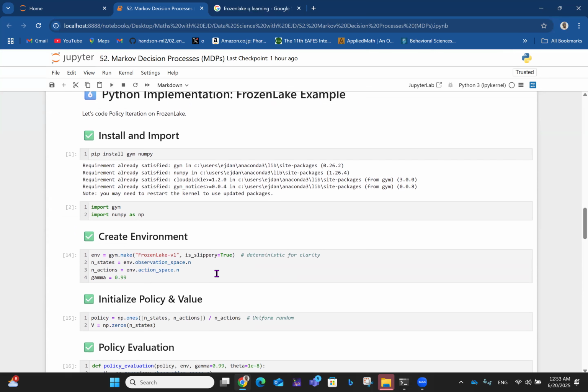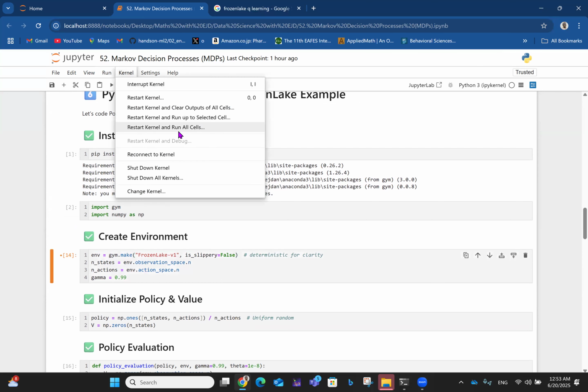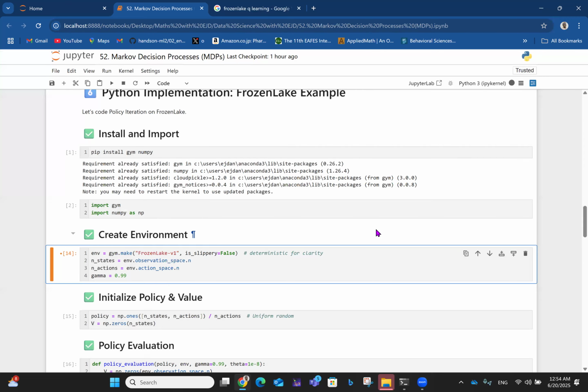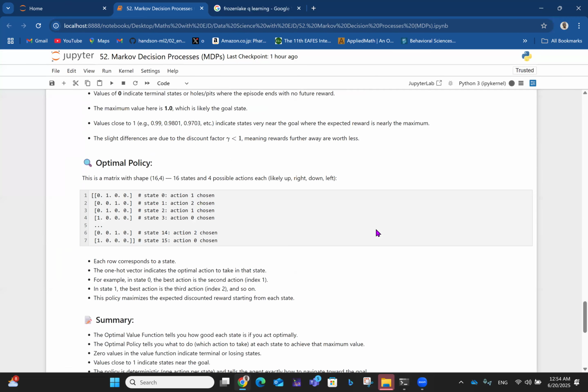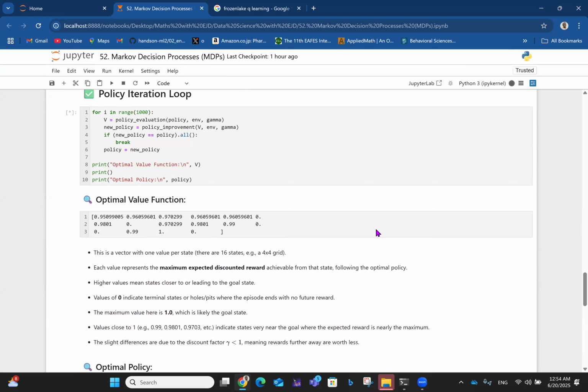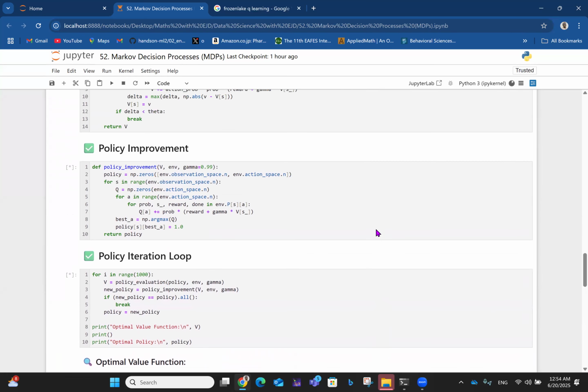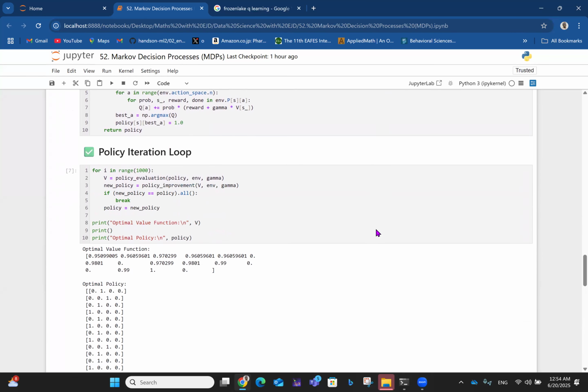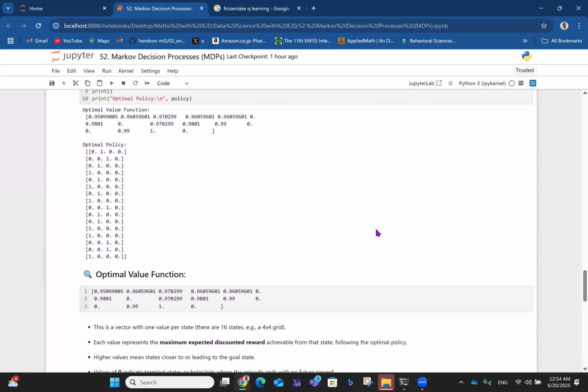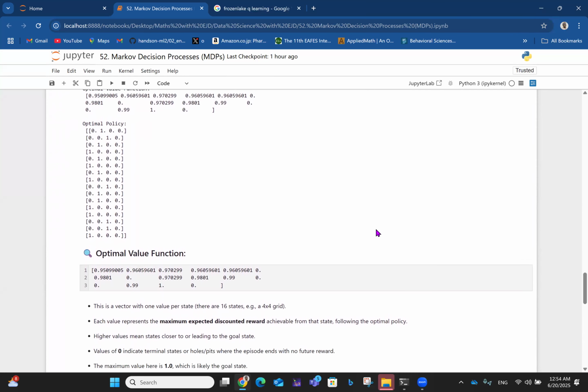So how do you set it to be deterministic? You make is_slippery false. If you want it to be stochastic, is_slippery will be true. So I do this again and run the whole thing. This is the deterministic version we worked with before. Okay, it's still running. Okay, we have that now. So we're back there, and it is deterministic now.